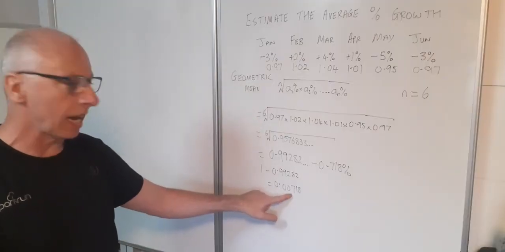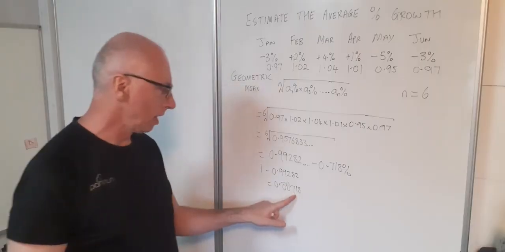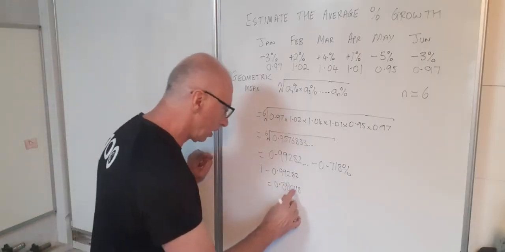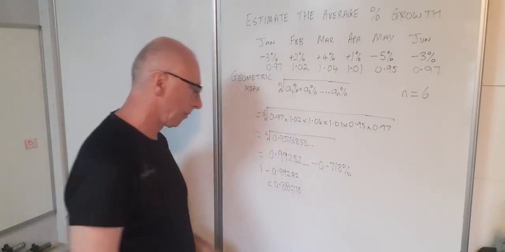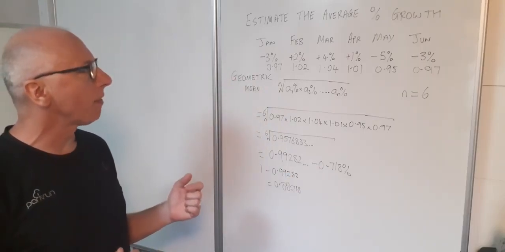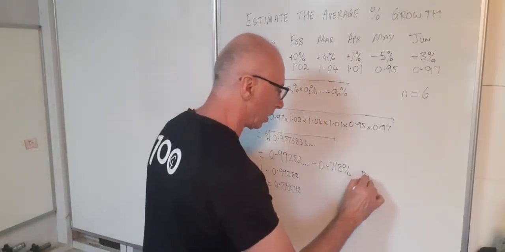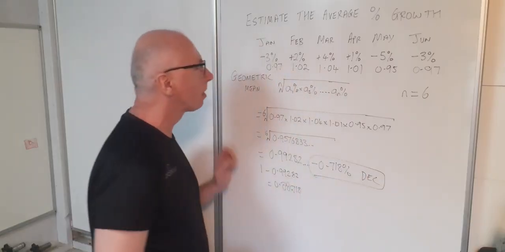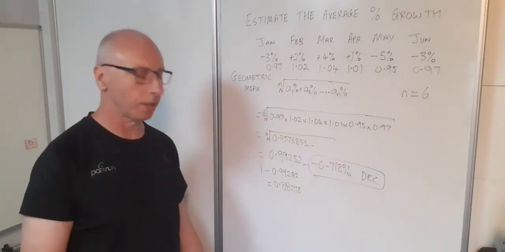And then as a percentage, I just moved my decimal place 2 to the right, so 0.718%, sorry, got the decimal point there. So 0.718%, that's the estimate of the average percentage growth. In this case, it's also a decrease, it's not actually a growth. So that would be my estimate for my average percentage growth of these percentages. Okay.